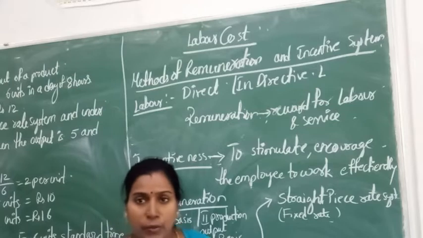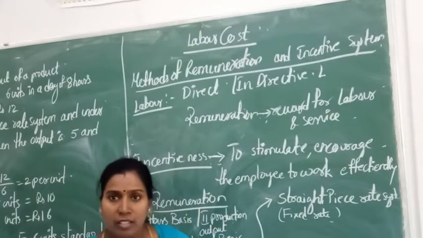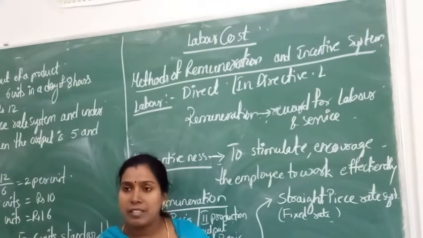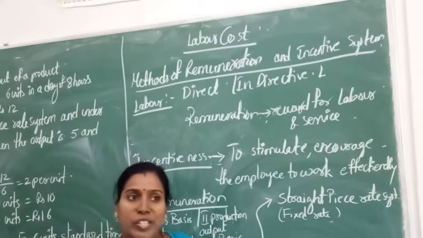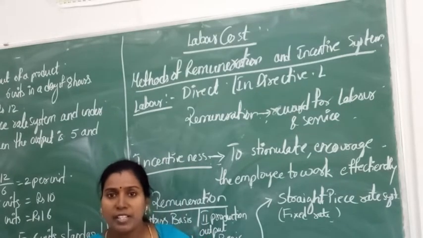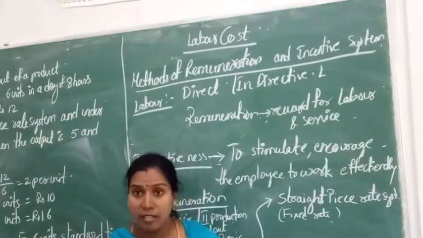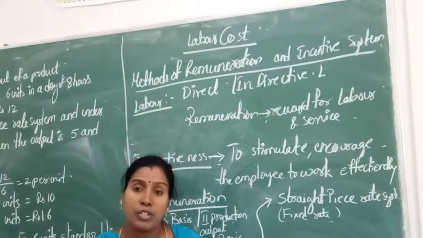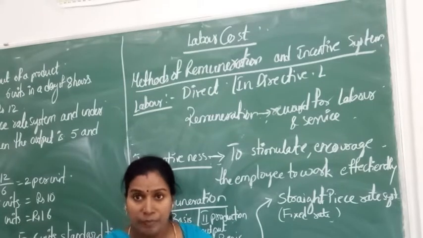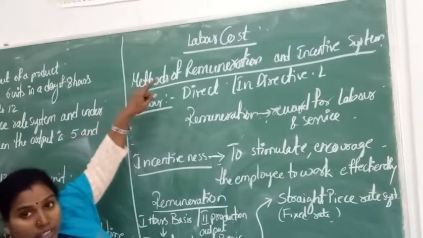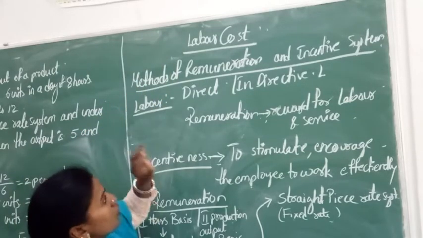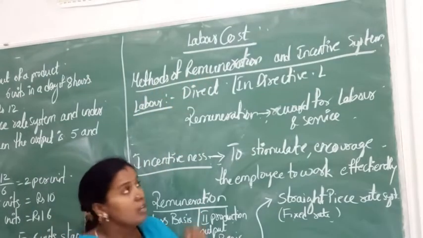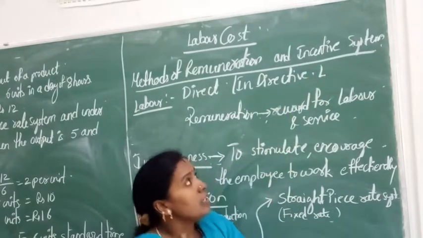I am going to explain the labor chapter today. In this labor chapter we have many formulas also. This is compulsory. It is going to be question number 10 as well as question number 2 in your Part A, and in Part B it is going to be question number 10. So here the topic is about the labor cost. In this labor cost, we are going to learn about the methods of remuneration and incentive system.